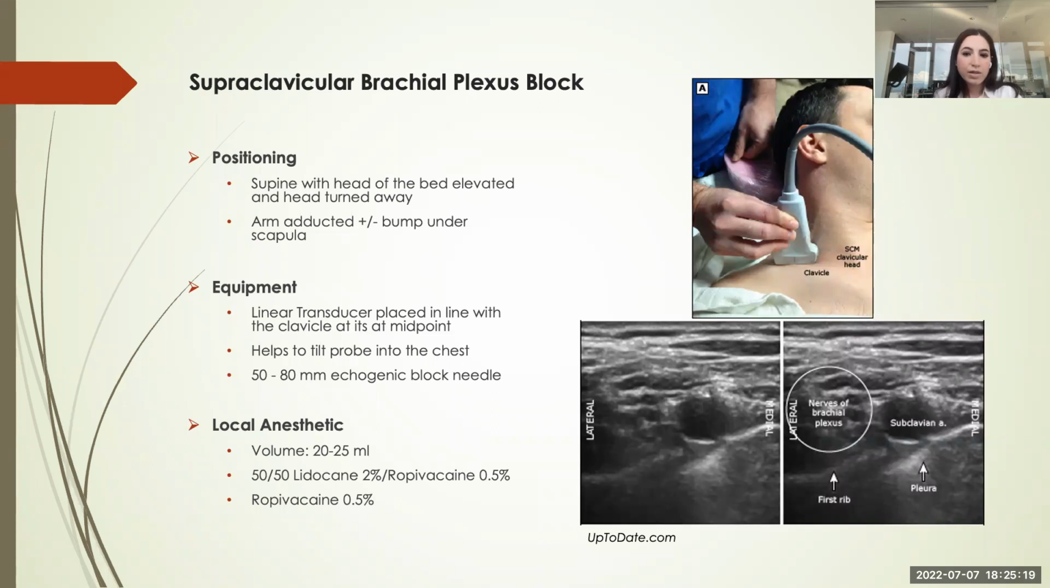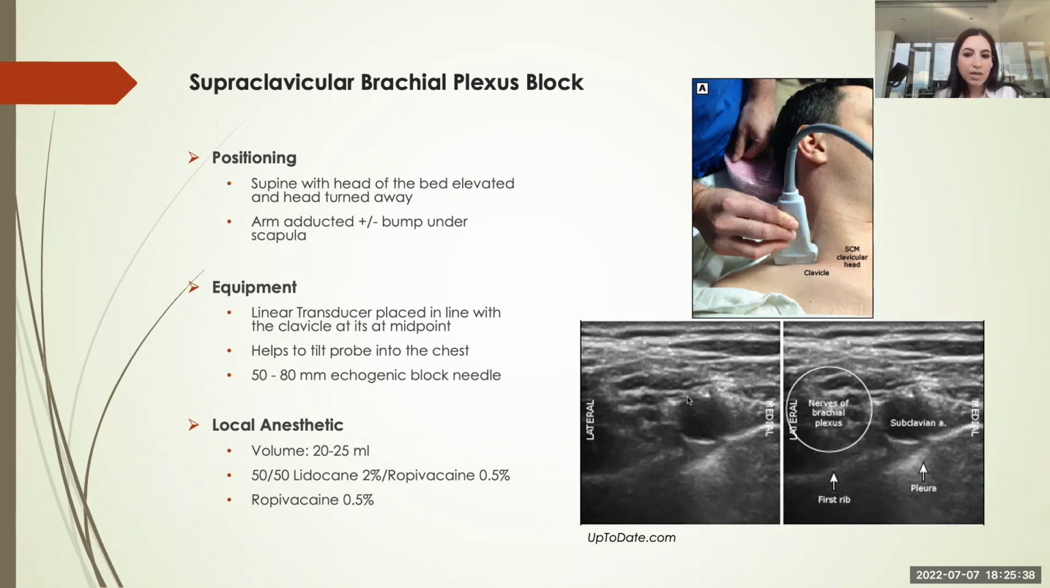And if you tilt the probe caudally into the chest, you can obtain a good cross-sectional view of the subclavian artery. So you see the subclavian artery there, and you see the brachial plexus as a collection of hypoechoic, oval, round structures, posterior and superficial to the subclavian artery.